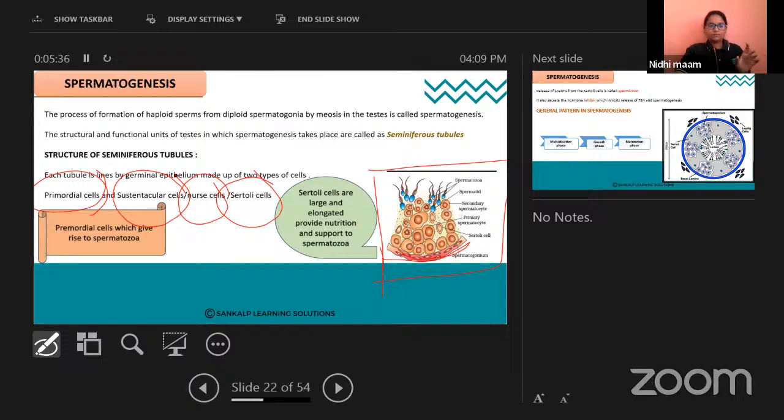So these primordial cells, the spermatogonia, will give rise to spermatozoa or sperm. And the Sertoli cells, which have a shape like this, are involved in nourishing, or giving nutrition to, the developing sperms. The cells which are developing into sperms are provided nutrition by the Sertoli cells.